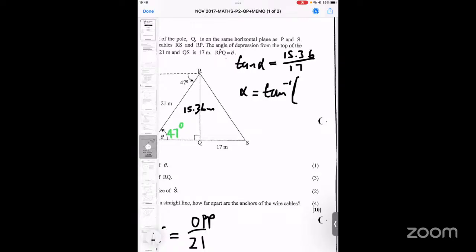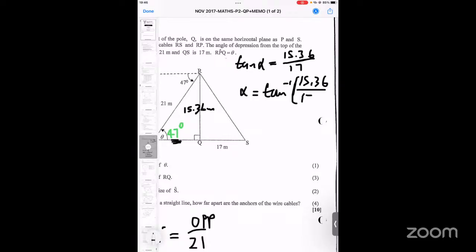Why is that so small? Because it should be something closer to 47, because you see that angle there is 47. No, that's not the answer. I haven't gotten to the answer yet.